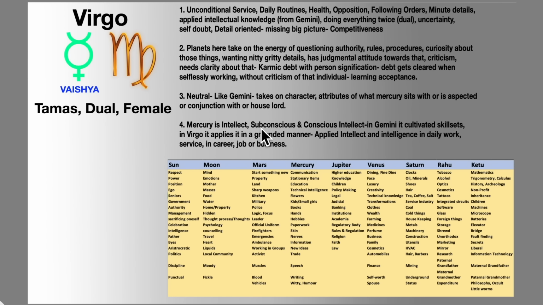Mercury is intellect, subconscious and conscious intellect. Third house was more on the subconscious level, what you were born with, what you are naturally talented with. In the sixth house, Mercury gets conscious. Mercury wants to apply knowledge. Like engineering, for example, is applied science. Medical is applied science. Gemini cultivated the skill sets. In Virgo, it sort of applies it in a grounded manner. Applied intellect and intelligence in daily work, in service, in career, job or business.